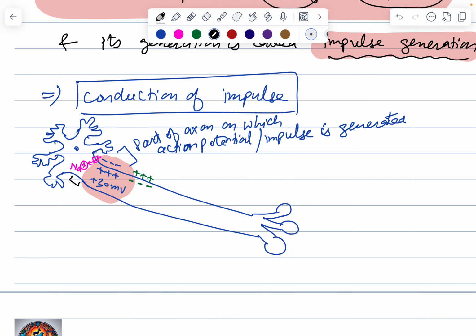What is the name of the starting point of the axon, by the way? The starting point of the axon is called axon hillock. Axon hillock is the starting point of the axon.